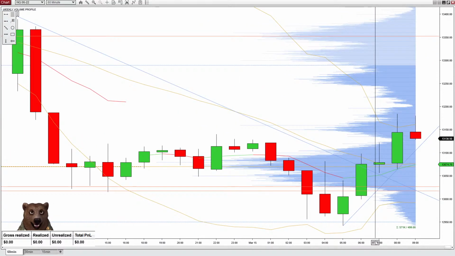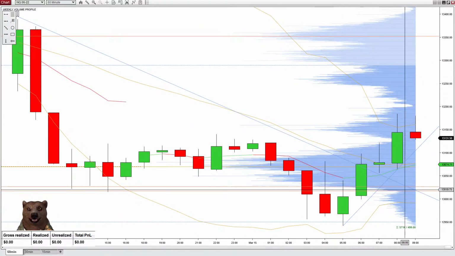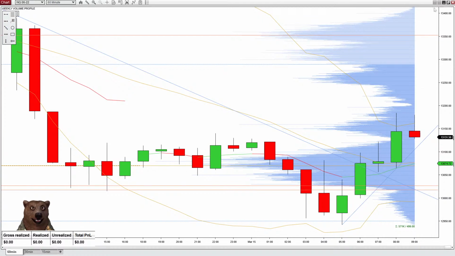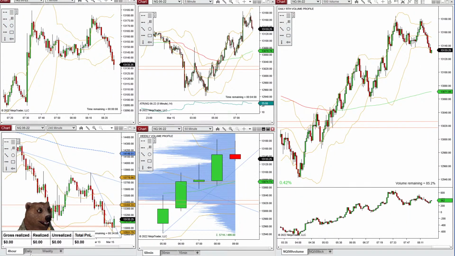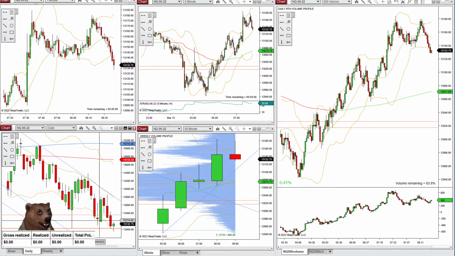I stopped trading and the price continued to rally the rest of the day. It was actually, I can show you what day it was. It was on this big green candle right here. So it wasn't too long ago.